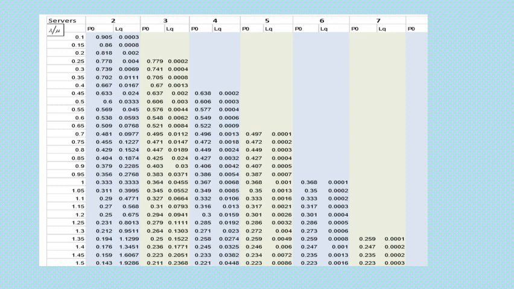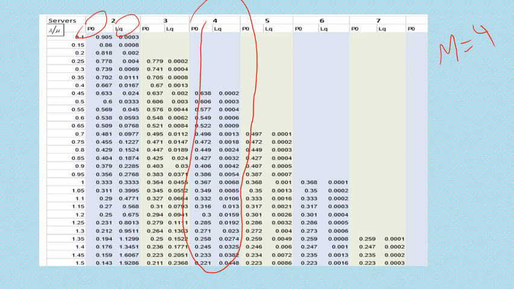So when we have multi-server, this table is going to make it really easy for us to find LQ and P0 quickly. So the probability of 0 customers and LQ, we're going to find it really quickly. So what we need is the number of servers. So let's say a question is telling you there are 4 servers.